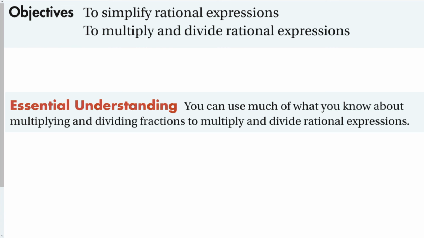And what you need to know is that you can use much of what you know about multiplying, dividing, and simplifying fractions to do the same thing with rational expressions. So what do we mean by that?